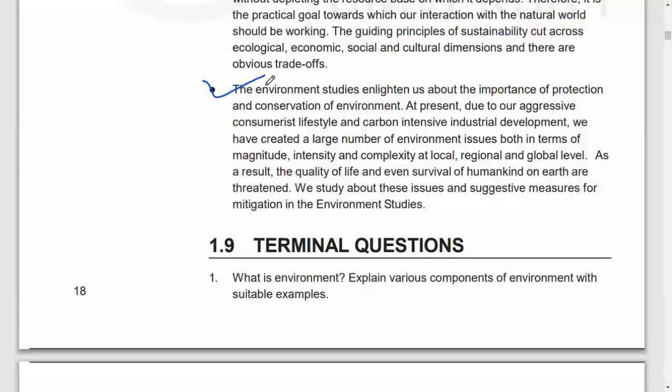Environmental studies enlighten us about the importance of protection and conservation of the environment. At present, due to our aggressive consumerist lifestyle and carbon-intensive industrial development, we have created a large number of environmental issues, both in terms of magnitude, intensity, and complexity, at local, regional, and global level. As a result, the quality of life and even the survival of humankind on Earth are threatened. We study these issues and suggestive measures for mitigation in environmental studies.